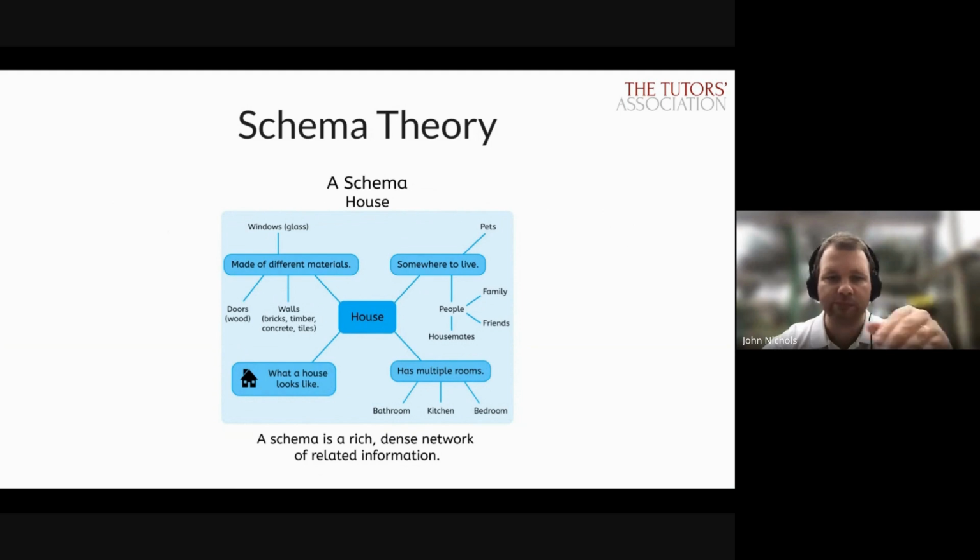Now, there will be a number of links that you'll have. You'll be able to recognize a house from what it looks like. You'll be able to recognize what the rooms in a typical house would normally be. You'd understand what its function is. You'd understand what it's made of. There's all these things which, if I were to ask you about your particular house or a particular house, you'd be able to quite easily handle and explain and discuss.